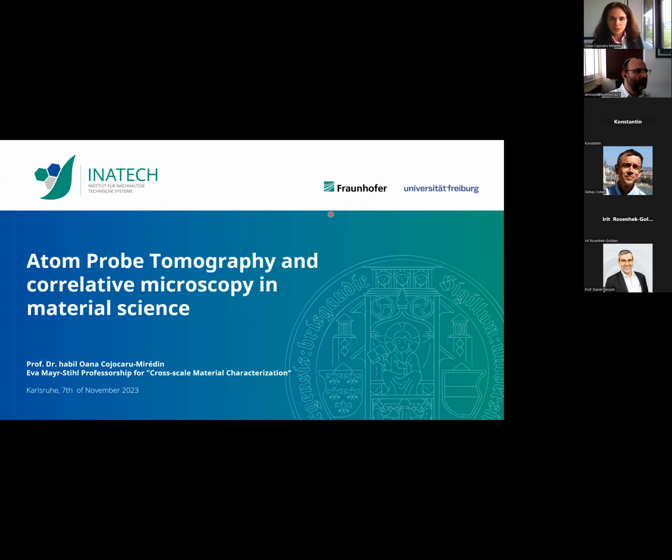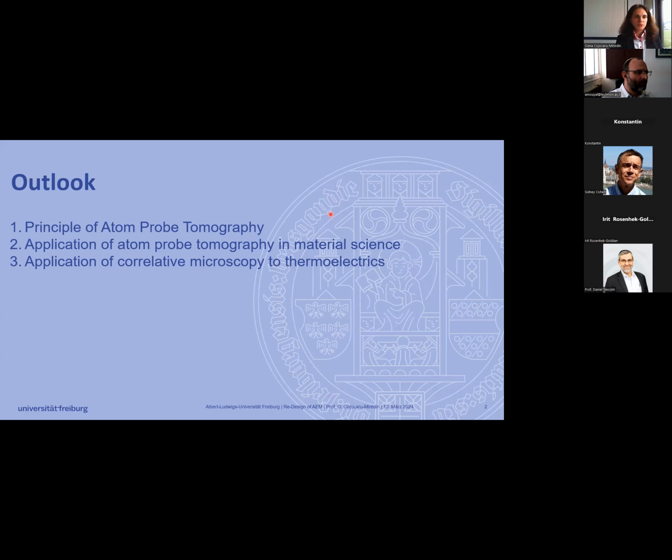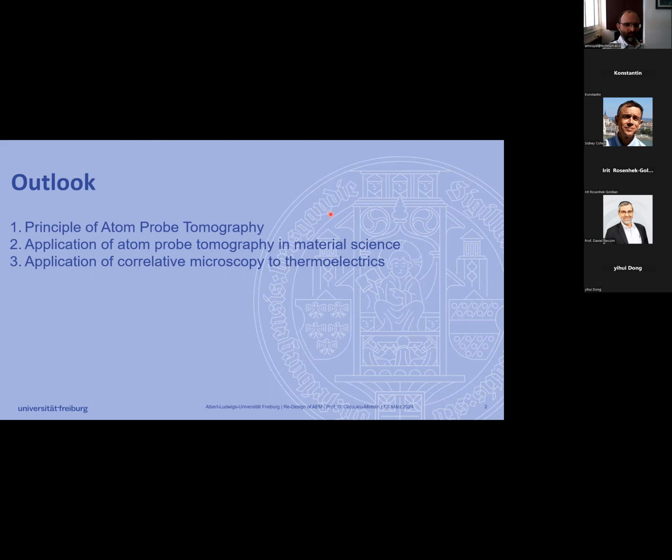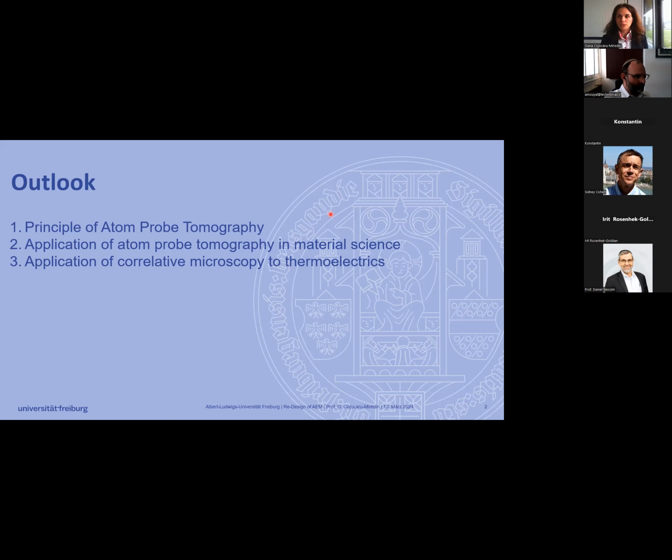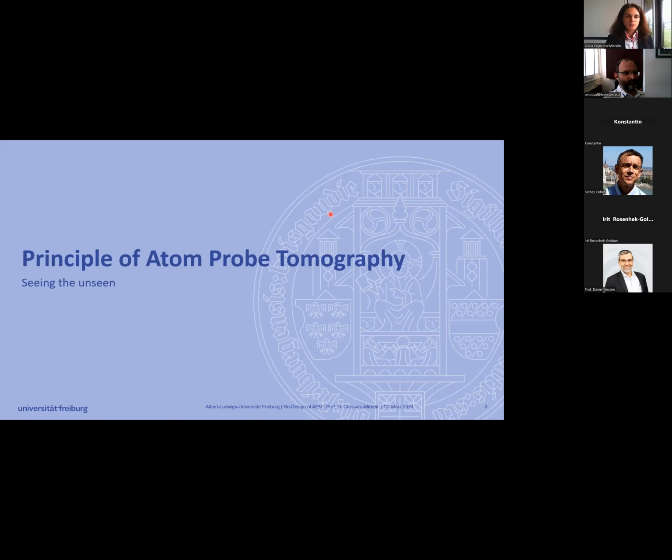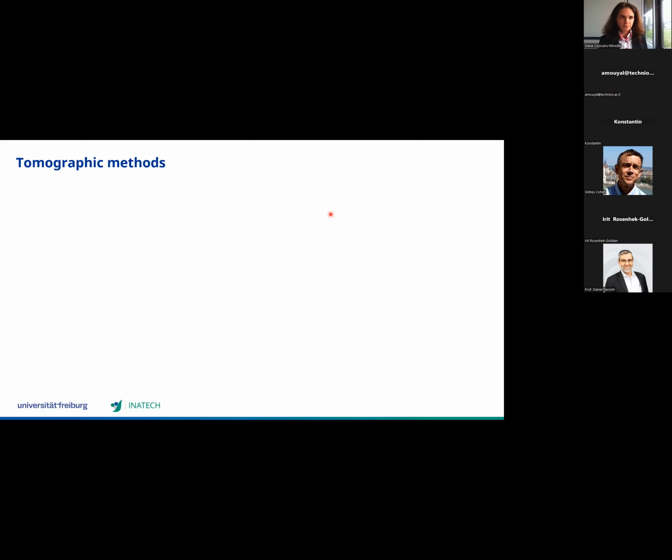But before doing so, I would like to present to you the outline of my presentation today. I'm going to present to you the principle of the atom probe tomography, and also some applications of what can be achieved with the atom probe tomography in general in material science. Then I'm going to present also the application of correlative microscopy, this time for thermoelectrics, and I hope you will be impressed by what can be achieved with that. So let's start with the principle of the atom probe tomography.